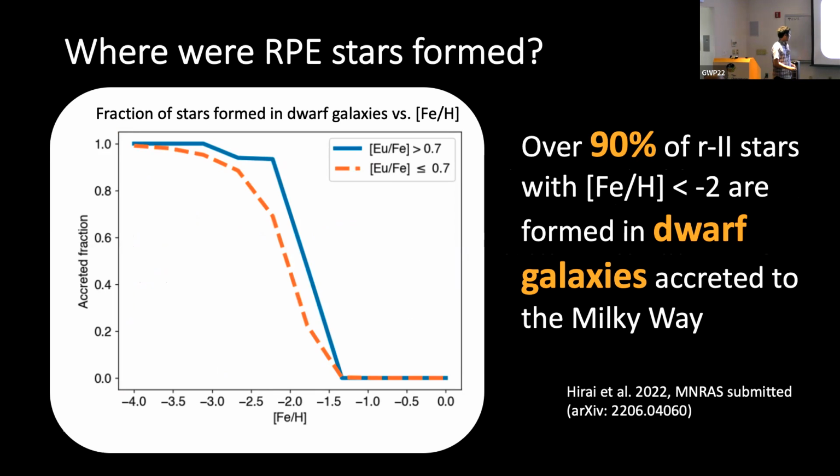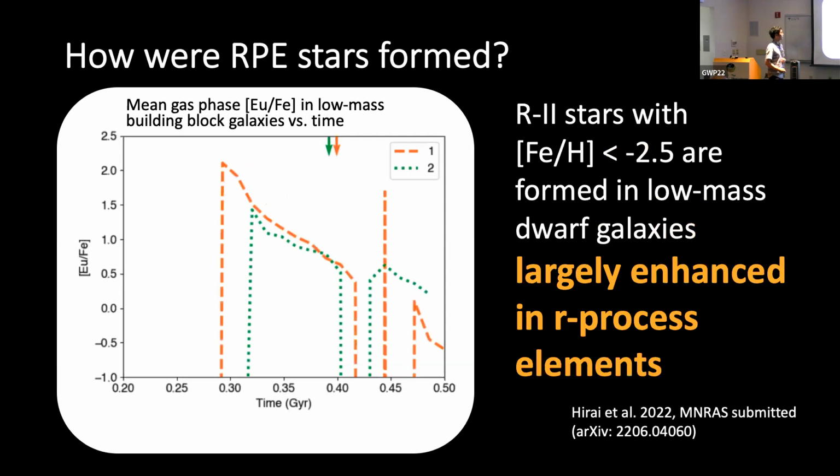As you can see, the accreted fractions of stars increase toward the lower metallicity. The blue are the R process enhanced stars. The others are not R process enhanced stars. Well, the next question: how are the R process enhanced stars formed?